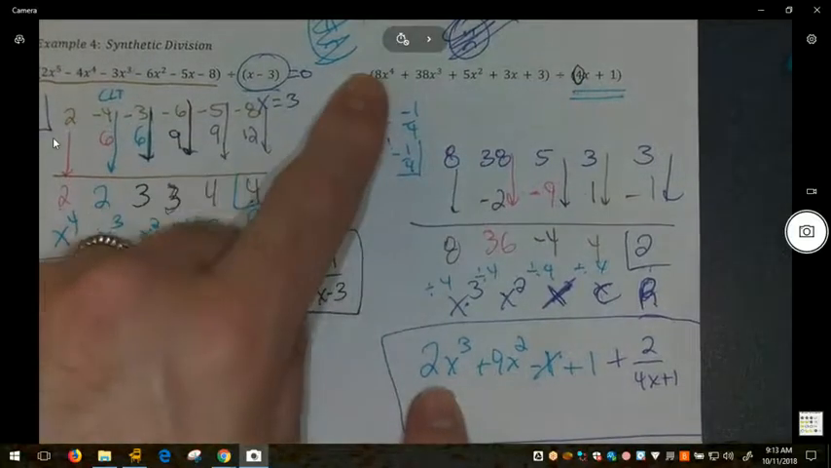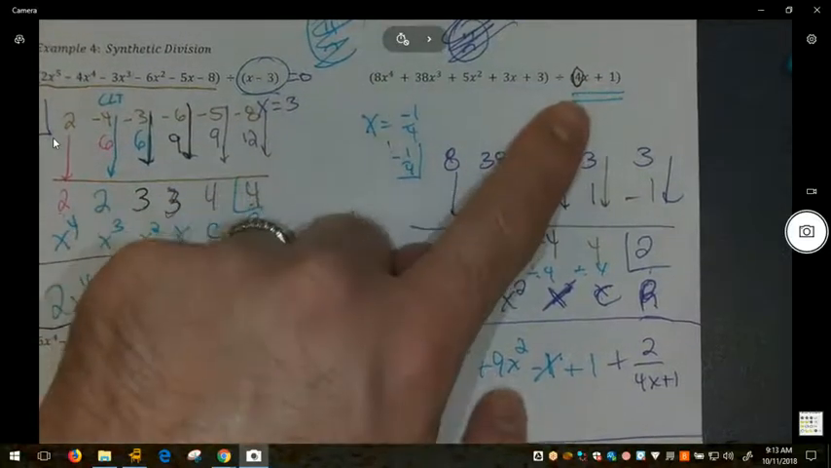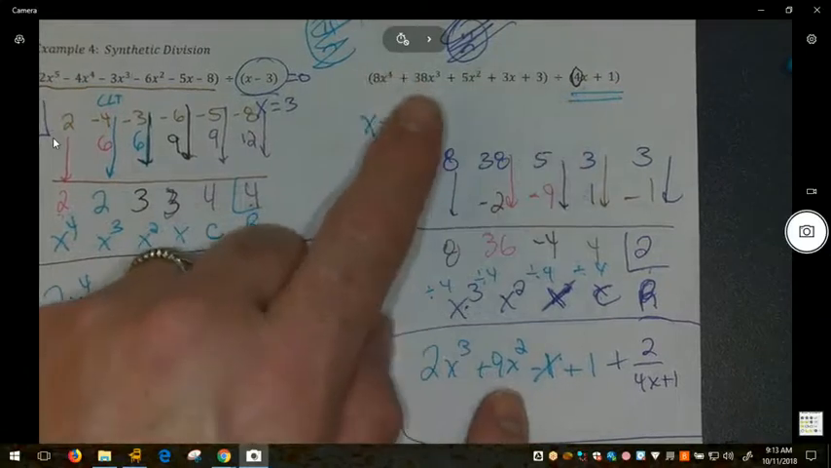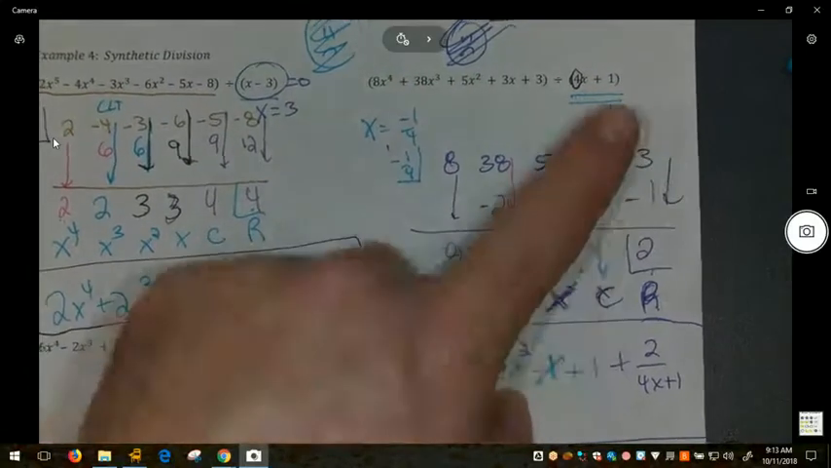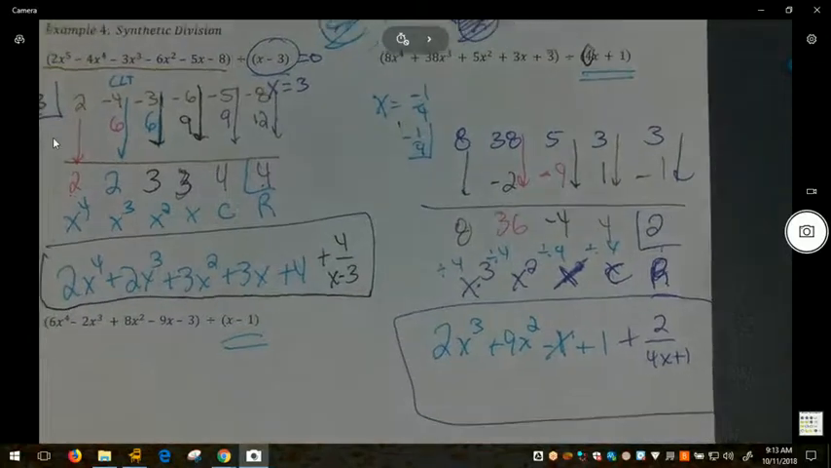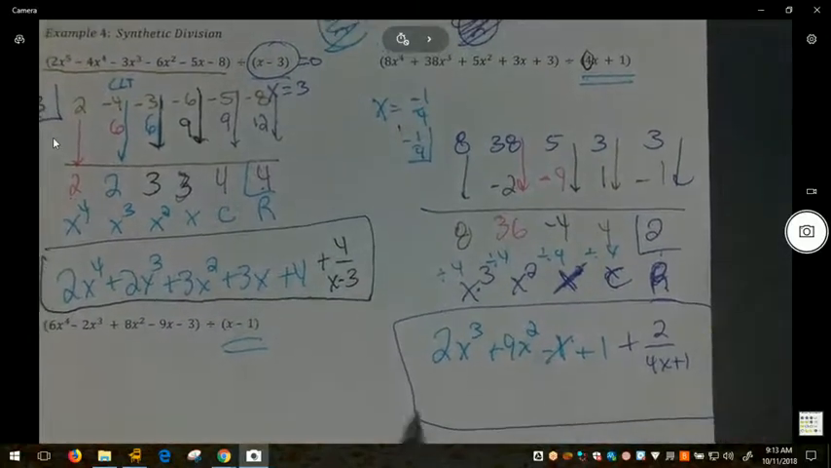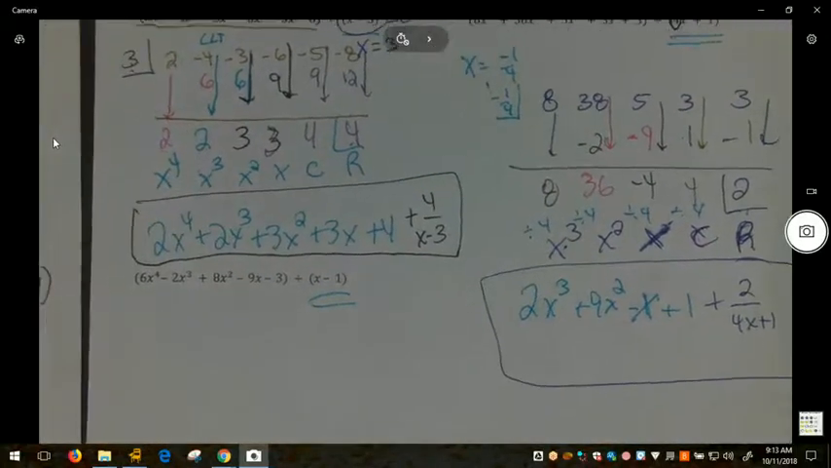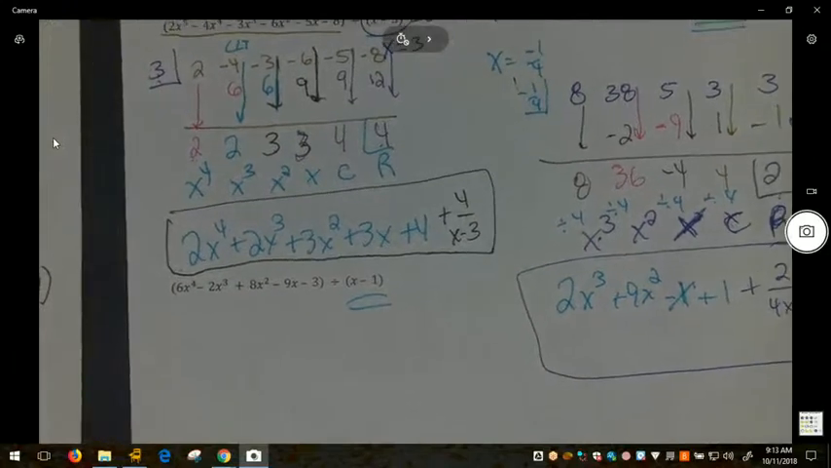4x times 2x cubed is 8x to the 4th. 4x times 9x squared, right? And then you have to add the 1, so plus 1. Okay, so we can do all of that if we need to, but we can see that we're going to get the same thing back. All right, next, our last example.